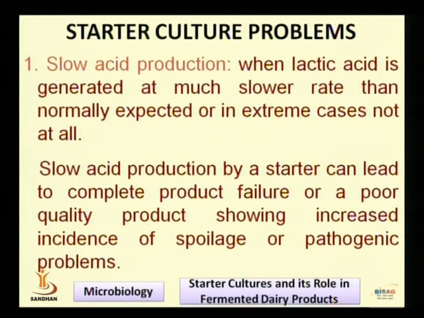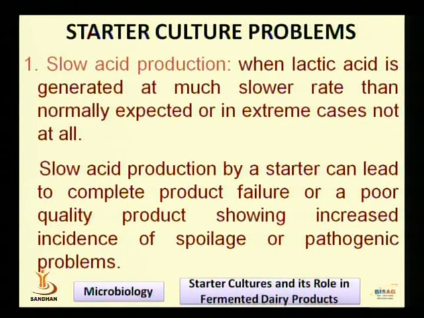Now, on starter cultures, fermentation, how you will prepare it and how you will maintain it, but you should also know certain problems which you can face during starter culture fermentation and preservation. We will see them one by one.